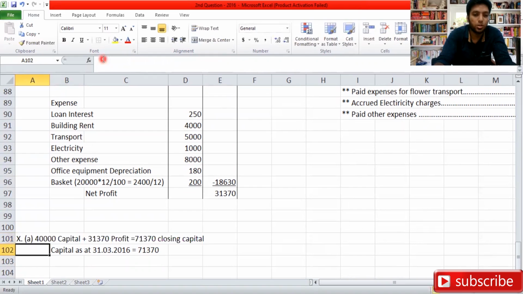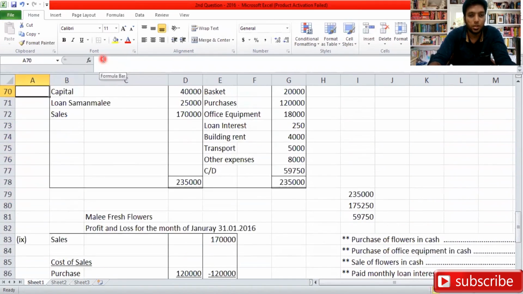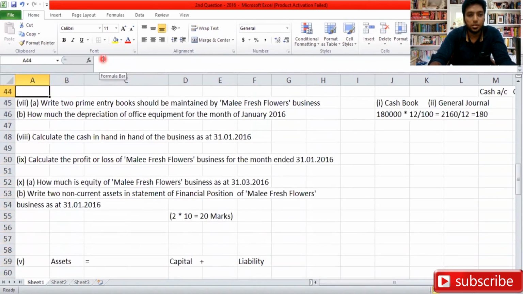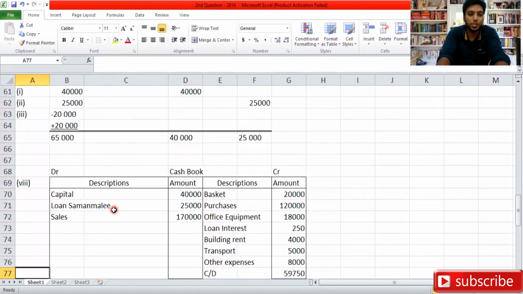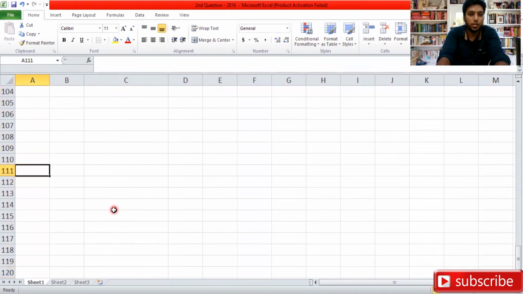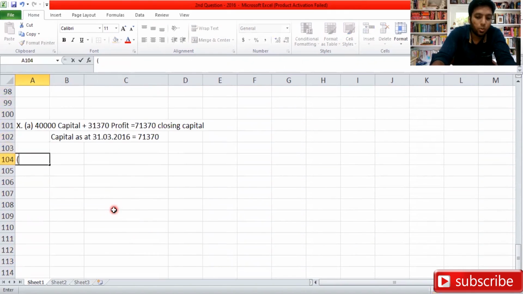So let's move on to B adjustment. What is B adjustment? It says write the non-current assets in the statement of financial position of Mali Fresh Flowers business as at 31st/3/2016. Whatever you depreciated is a non-current asset. A non-current asset will be depreciated except land. All others will be depreciated in your adjustment. You need to remember that these are two basic things which we already did. B, we can easily find out. One was, what was the first one? You can say office equipment. And the second one we had.